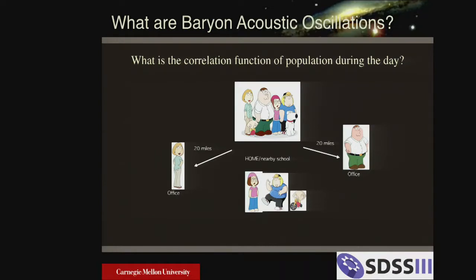What is the correlation function of the population during the day? So you need to start thinking, what is a correlation function, right? It's a statistical measure of basically, if I have one person here, what's the excess probability of having another person X distance away?